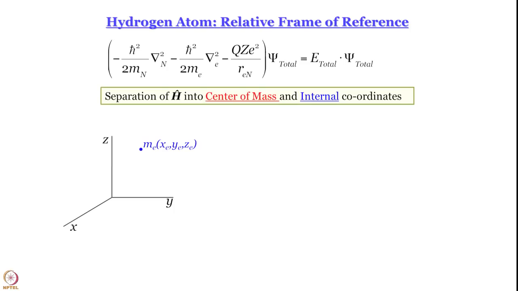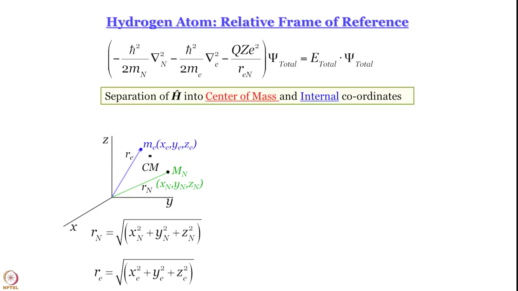Okay. So, let me just show you the definitions and not go through the math. Let us say this is the position of the electron, which has mass m e, this is for the nucleus, this is the center of mass, let us say. This diagram is definitely not to scale. So, this is the position vector of the nucleus r n, position vector of the electron r e, and you know how they are defined, the position vector of the center of mass.